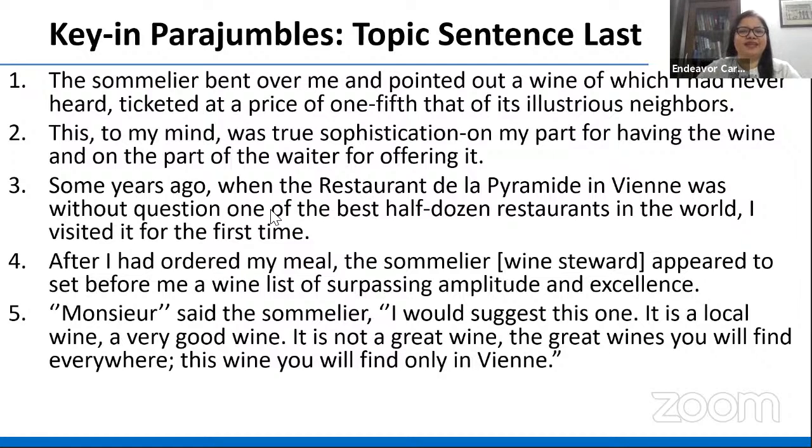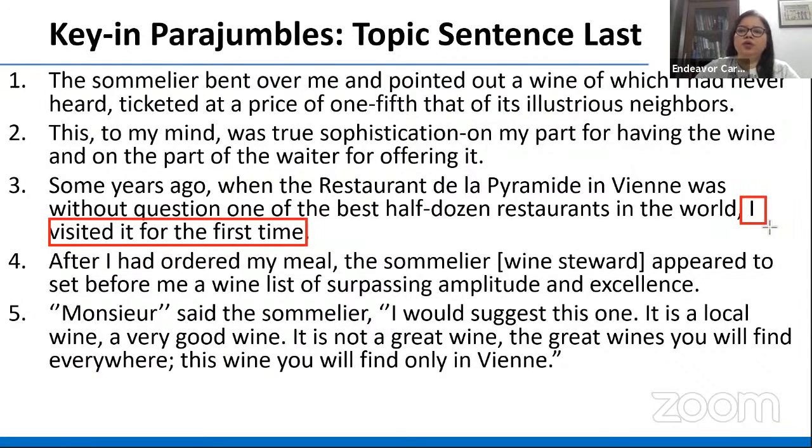All right. So let's look at the sequence here. I'm sure you'll agree with me that sentence three should begin. You will have read it, right? Because this is the sentence that talks about the author, or I, visiting the restaurant for the first time, right? I visited it for the first time.